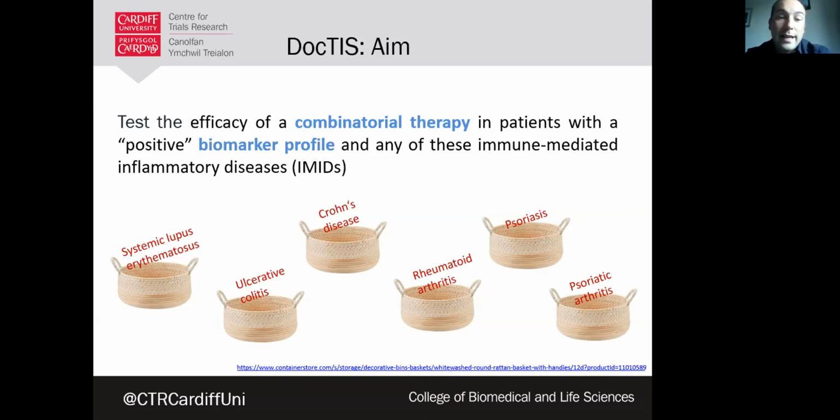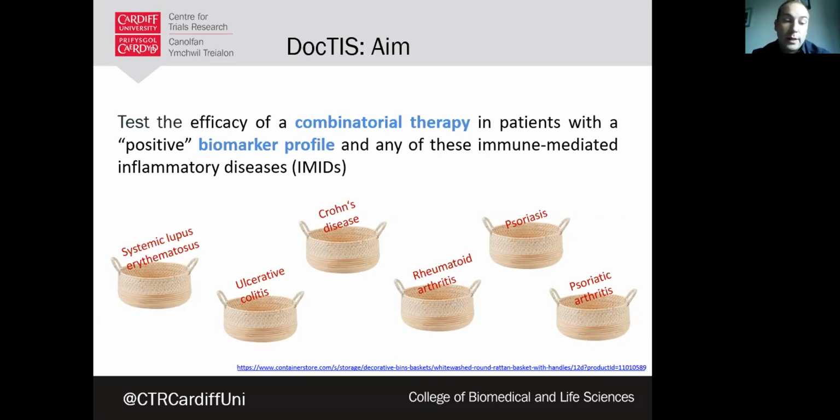We have 6 baskets in this basket trial. So what one would traditionally do is run 6 separate trials. What we're doing here is we're running one trial, one basket trial across all those different conditions, which is obviously highly efficient because we can run them all in parallel using the same overarching master protocol.